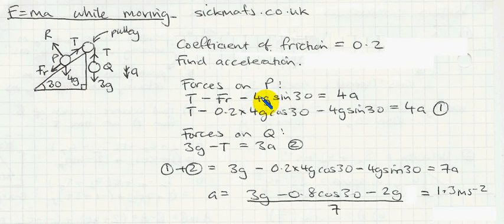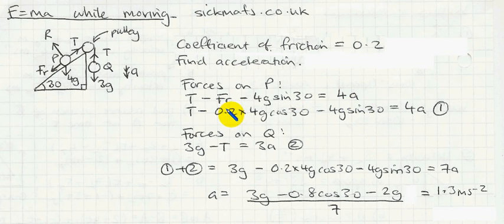And if you want to know why it's 4g sine 30, you're going to have to also look into the F equals ma while in equilibrium video on this website, sigmas.co.uk, in the A-level section. So writing F equals ma means you do T minus frictional force minus the weight force along the slope equals mass times acceleration for that object. So the mass of that object is 4, and acceleration a is what we're trying to work out, so we just write a. So that is one formula.